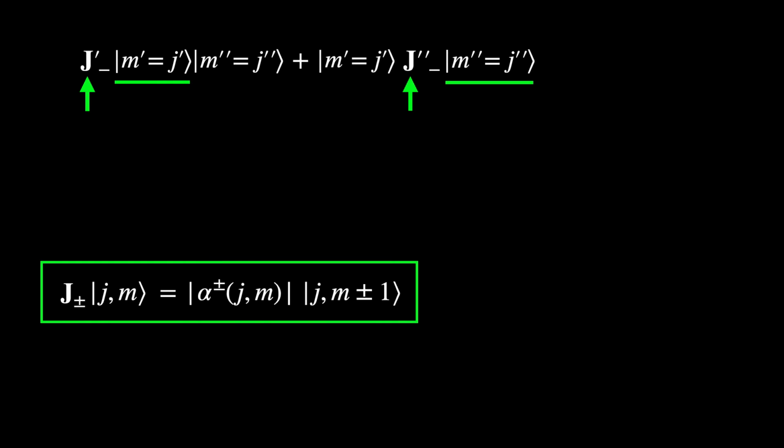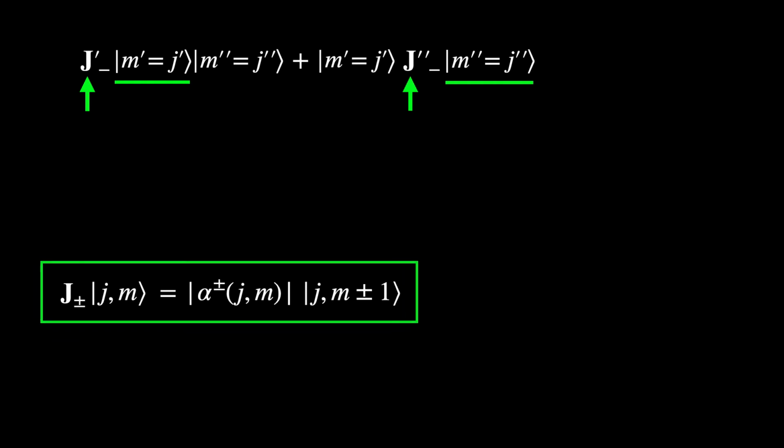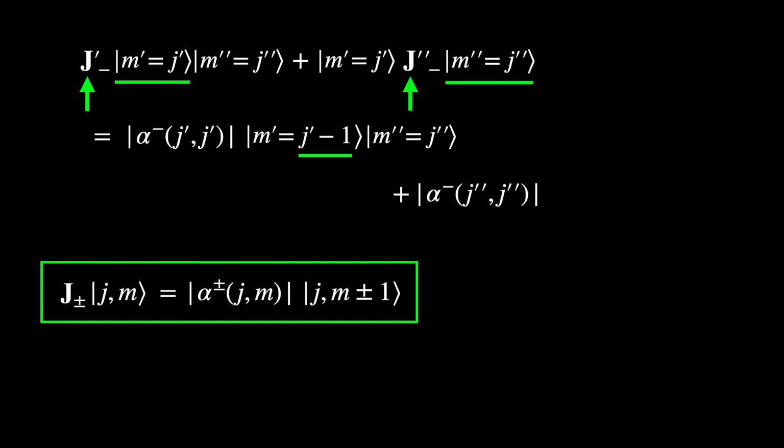The calculation for the prime and double prime multiplet is identical. We can use the formula in the green box below, derived in the last lecture. This formula is general and gives the effects of the raising and lowering operator on any state in any multiplet. For the first term, m prime is lowered one step, and for the second term, m double prime.